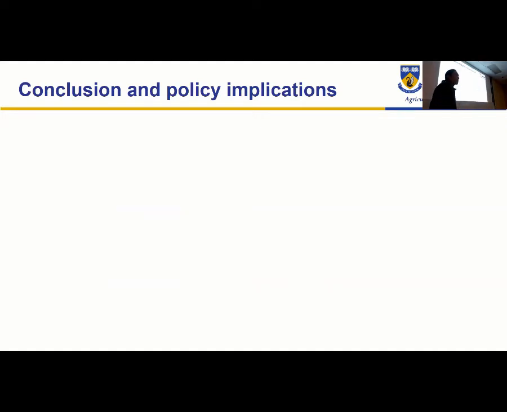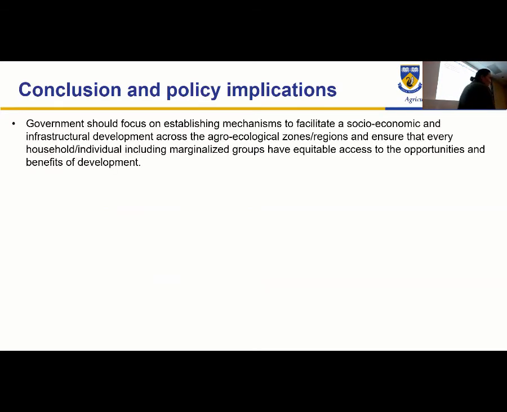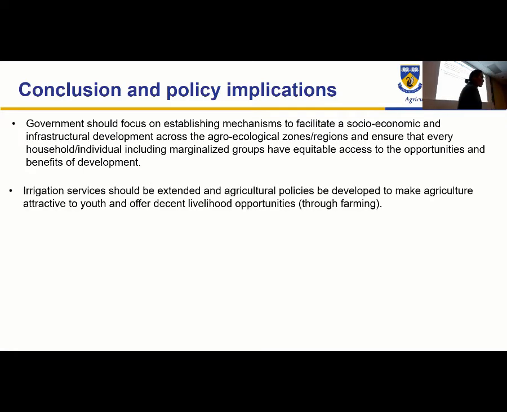So with this finding, we see several policy implications, and those include, the government should focus on establishing mechanisms to facilitate socio-economic and infrastructure development across all agroecological zones and regions, and ensure that every household and individual, including marginalized groups, have equitable access to opportunities and benefits of development. The next one is irrigation services should be extended and agricultural policies be developed to make agriculture attractive to youth and offer decent livelihood opportunities through farming.